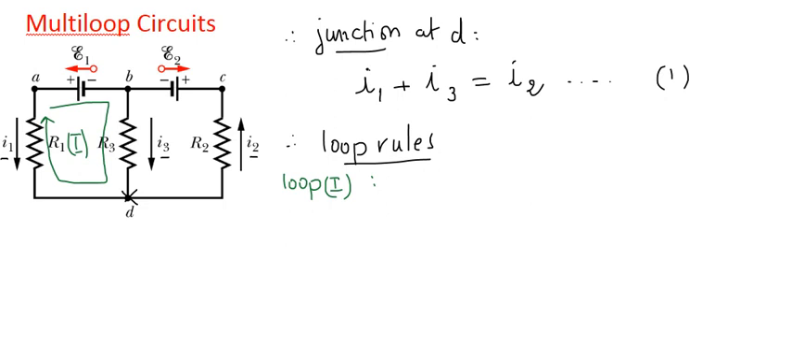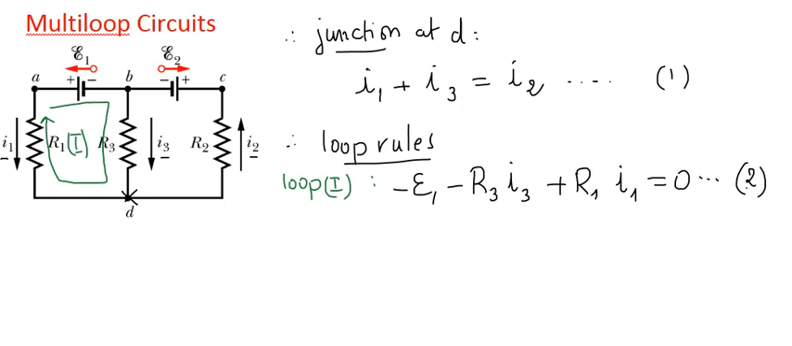So let's see. We have minus E1, minus R3 I3, and plus R1 I1 equal 0. That's our second equation.